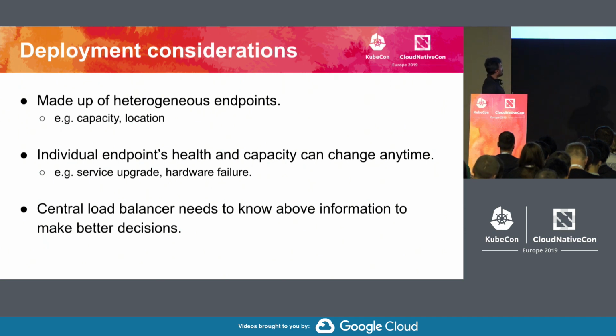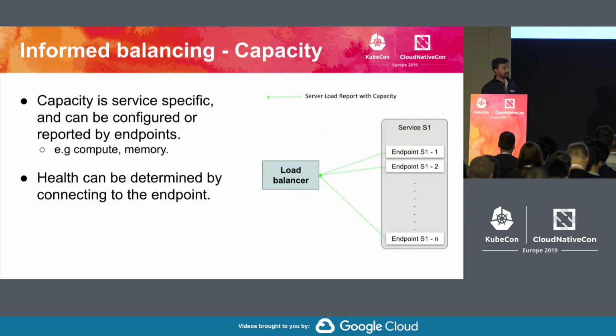And that is where we need to start thinking about centralized load balancing, having to get that information to make better decisions. So what we're essentially trying to say is, for informed load balancing, we want the backends or endpoints to start reporting information to load balancers. Now, what kind of information would you need? We talked about capacity. What is capacity? Capacity is essentially service specific and can be various aspects.